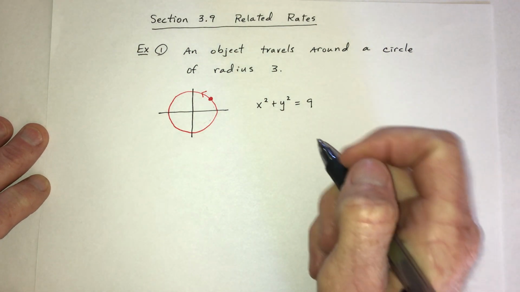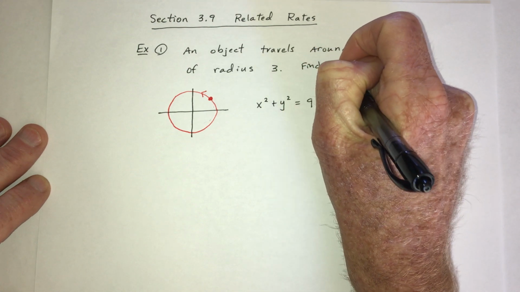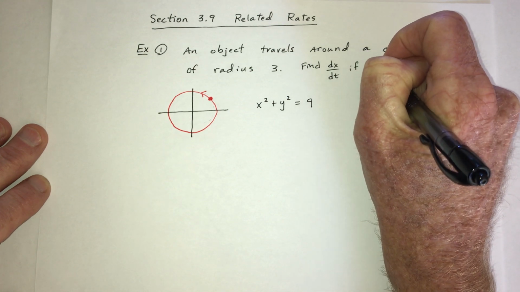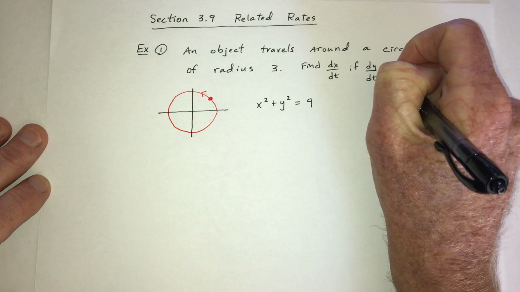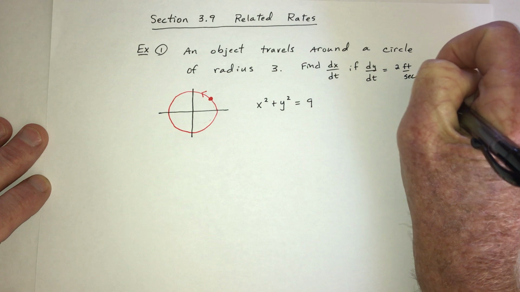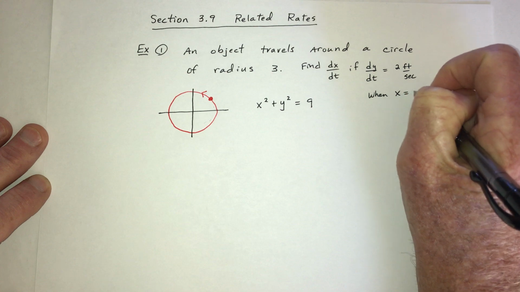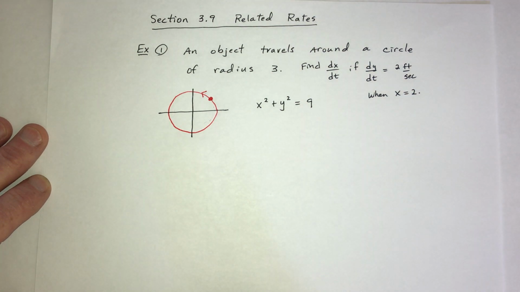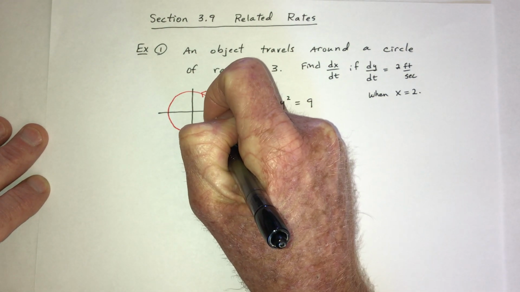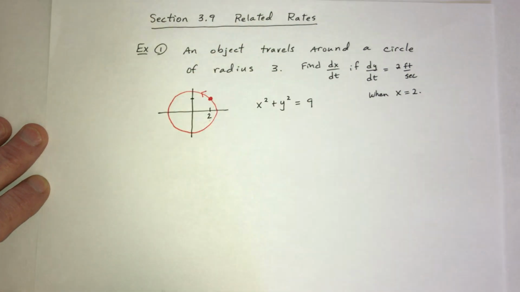Then to the question. So then find dx/dt if dy/dt equals 2 feet per second when the x is equal to 2. So what does all that mean? Well, first of all, we'll start with the easiest part. X equals 2 means we're talking about that x equals 2 right there. We're also going to need to find out what y is.